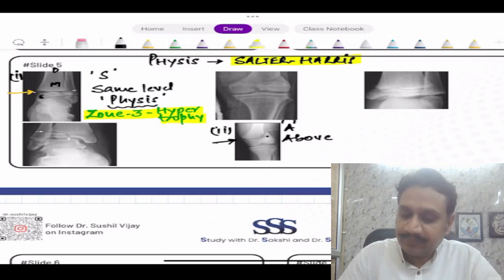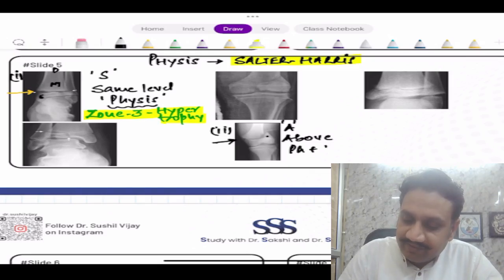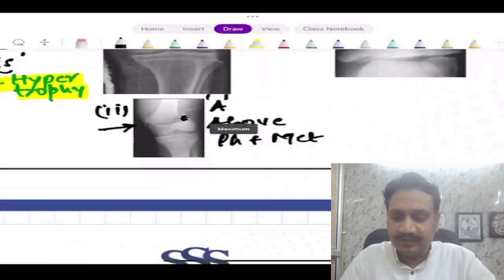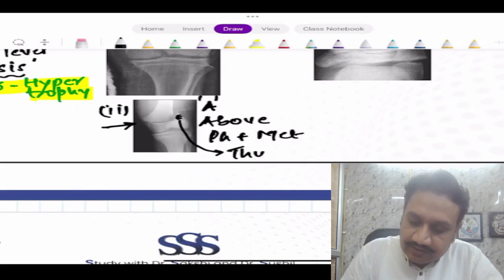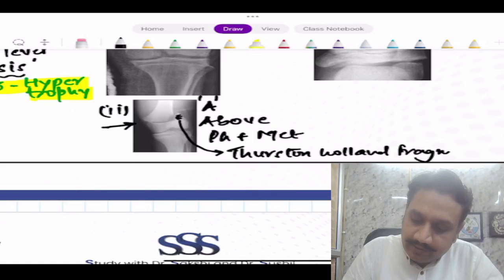You can see the dot here. So physis and metaphysis. And what do you call this fragment which I just shaded here? It is called the Thurston Holland fragment. Remember that? This is called the Thurston Holland fragment.